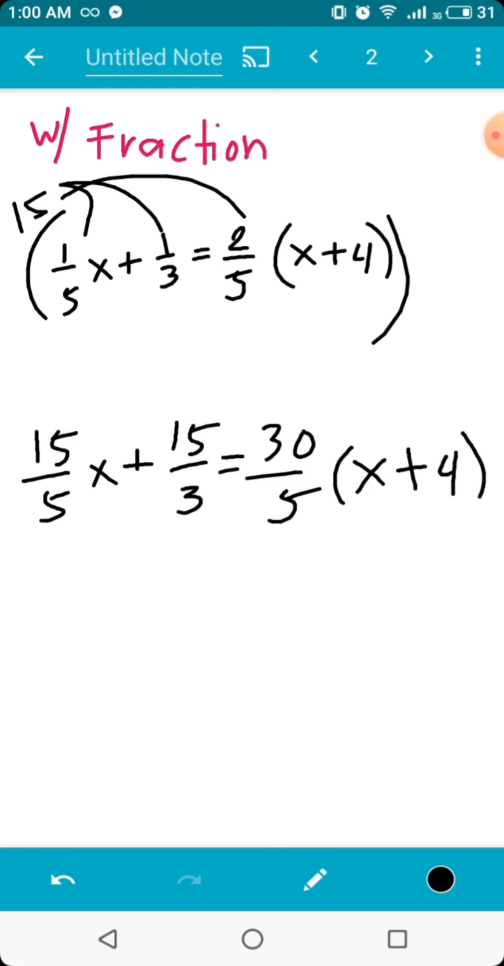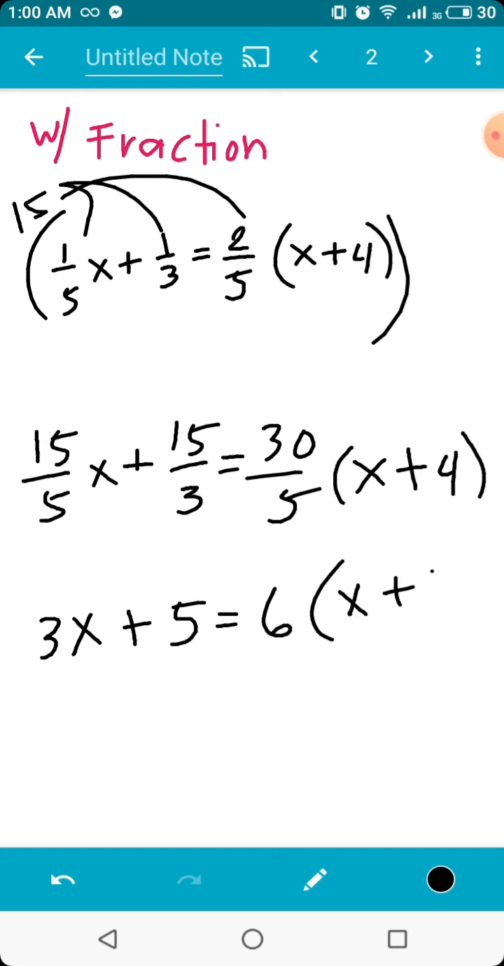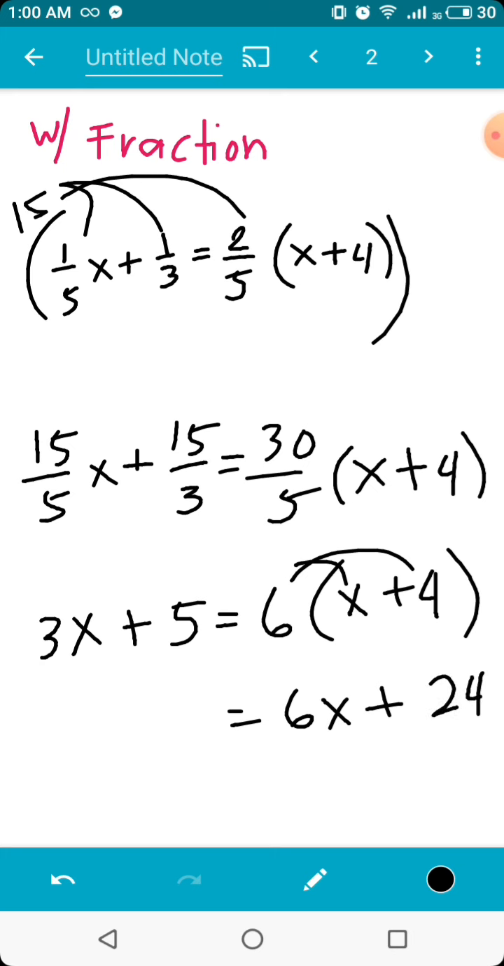Okay, and then let's simplify them. So 15 over 5, or 15 divided by 5, so that's 3x. 15 divided by 3, that is 5. 30 divided by 5, that is 6. And then baba natin si x plus 4. Saka natin imumultiply or gagamitin yung distributive property. So 6 times x, so we have 6x. 6 times positive 4, that is positive 24, and then ibaba natin to.